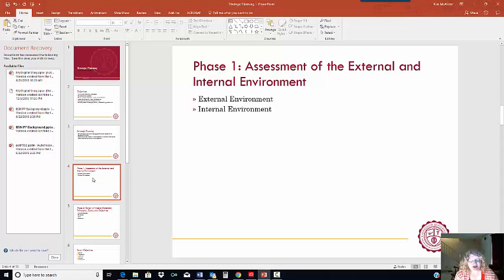Assess the internal environment by reviewing the effectiveness of the organization. Examples include structure, size, and human resources. Are you sending away patients due to the facility being too small? Do you have sufficient staff?